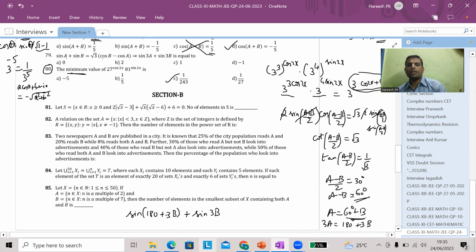Now, what is sine of 180 plus theta? Sine of 180 plus theta is minus sine theta, because 180 plus theta means third quadrant. So this will be minus. So this and this, when you add, you'll get answer as 0. So that's also done. It's an easy one.